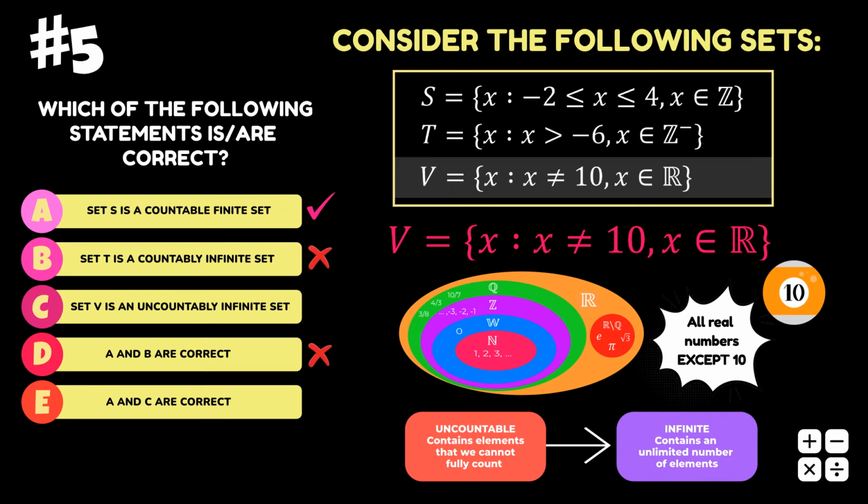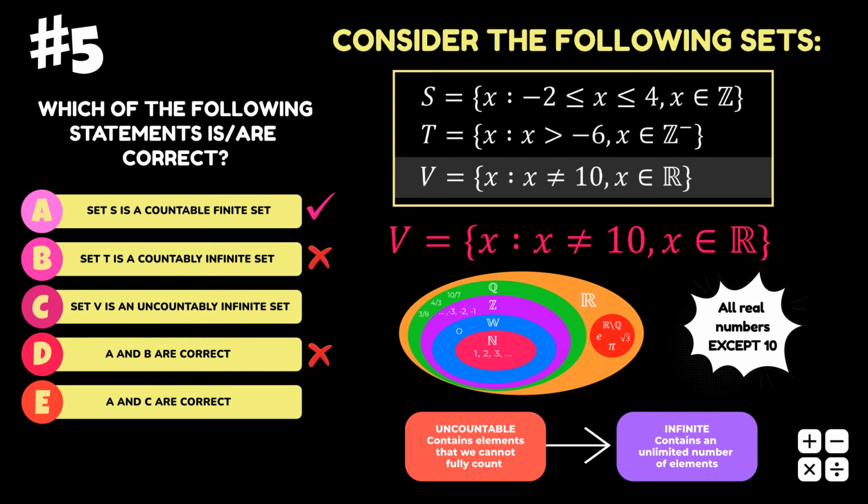Even though set V excludes one real number, this set still contains infinitely many real numbers that we cannot list in a sequence and we cannot match one to one with natural numbers. Therefore, option C is correct. Given that option A is also correct, the overall answer to this question is option E.